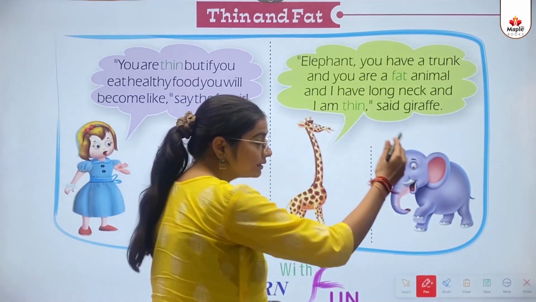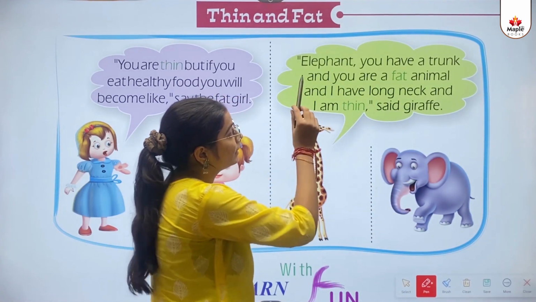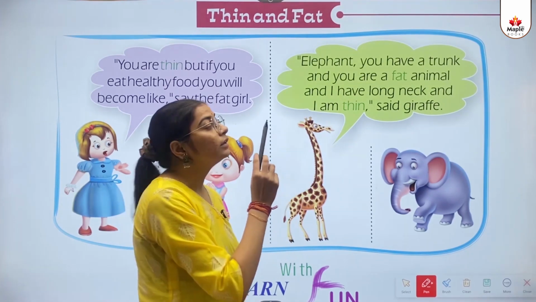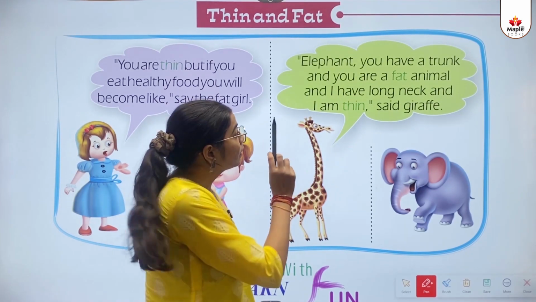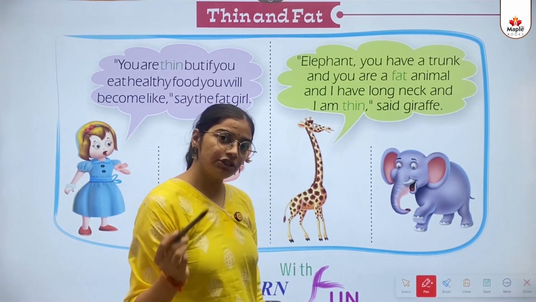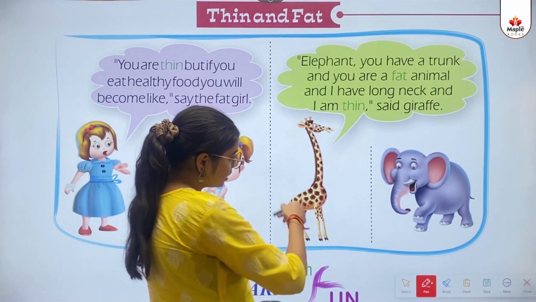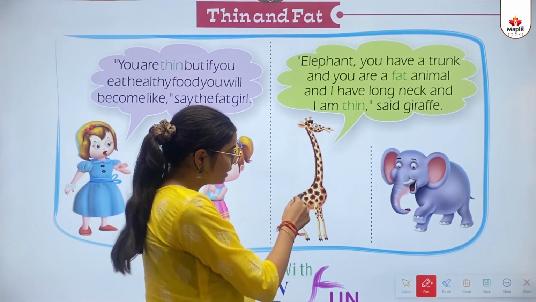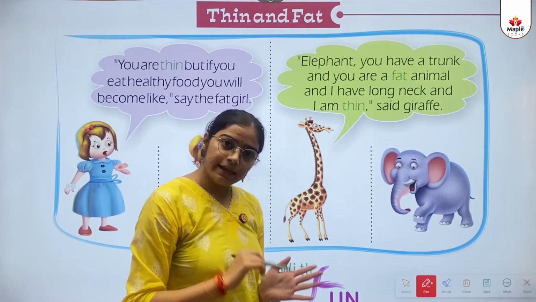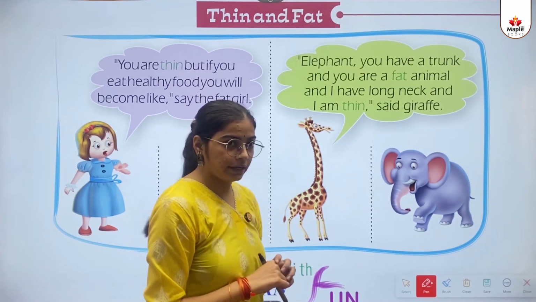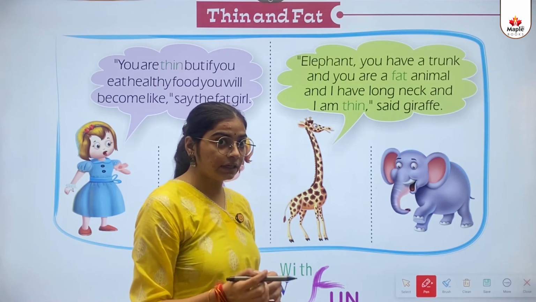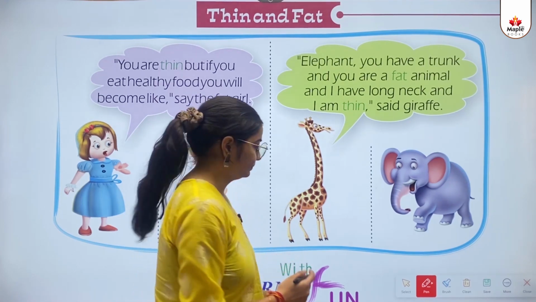Similarly, here is another picture given. Elephant, you have a trunk and you are a fat animal, and I am thin with a long neck, said the giraffe. Here is the giraffe, which has a long neck. So, the giraffe is thin. Then, here is the elephant, which is fat, having a long trunk.